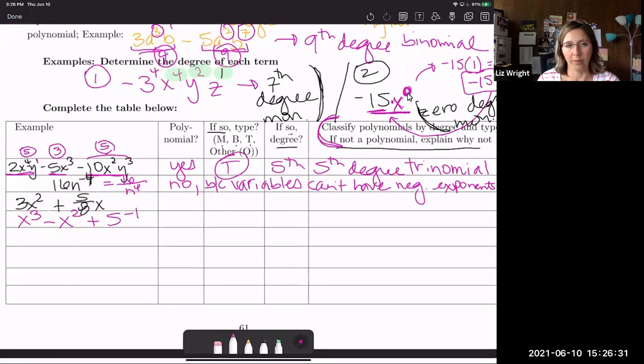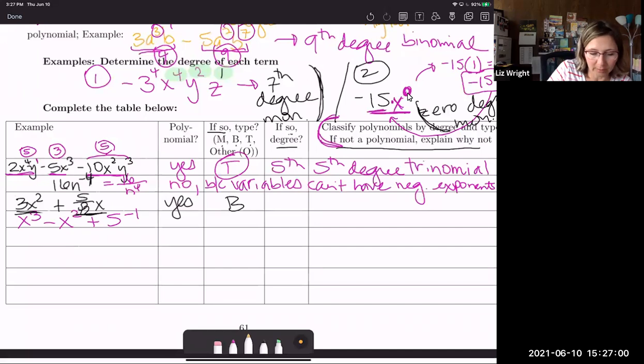All right, how about number 3, our third line? Is it a polynomial? Yes, because look at your variables. Are there any variables in the denominator? Nope. Do we have any negative exponents on the variables? No. Therefore, yes, it's a polynomial. What type? How many terms do we have? We have 2, so it's a binomial because here's your first term. Here's your second term.